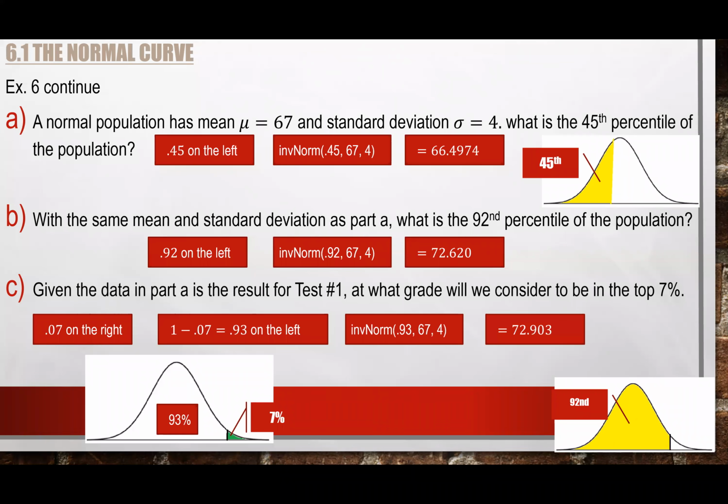If I type this in, I should have 72.903, meaning if you score 72.903, you will be considered a top 7%. If you score 73, you are in that 7% region. If you score 90, you are in that top 7%. Okay, so again, this is the idea.